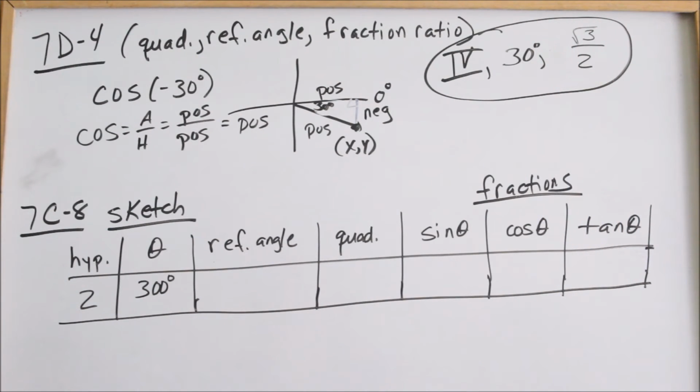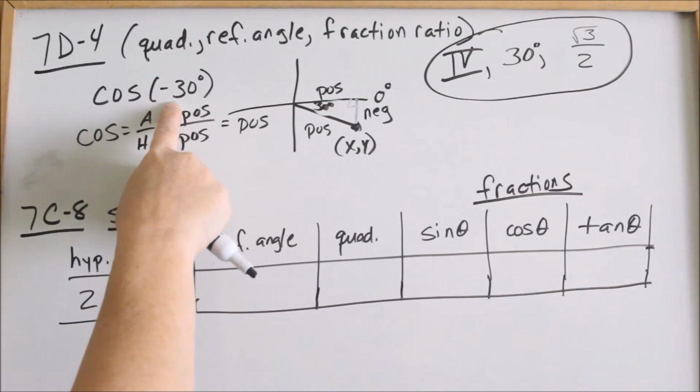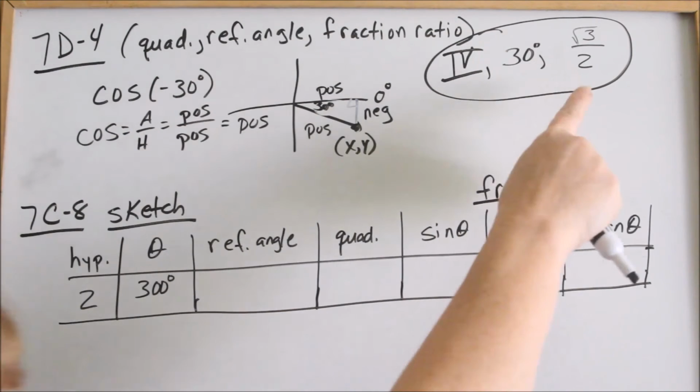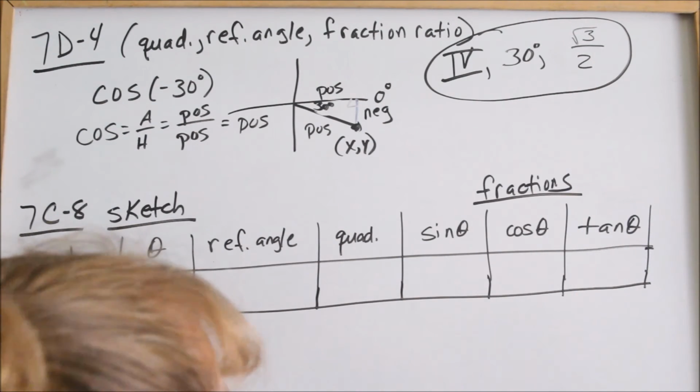If you don't believe me, you can put in cosine of negative 30 degrees in your calculator, get a decimal, then you can take square root of 3 and divide it by 2 and get a decimal for that. They should be the same value.